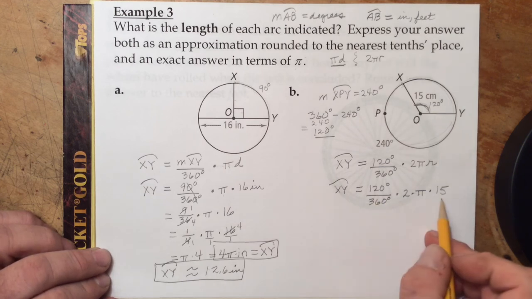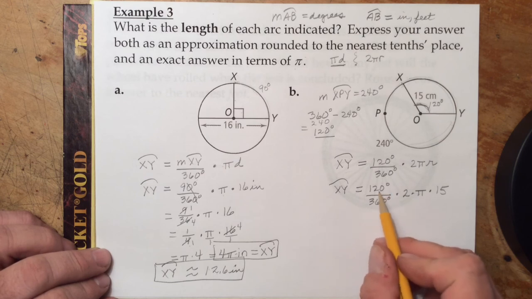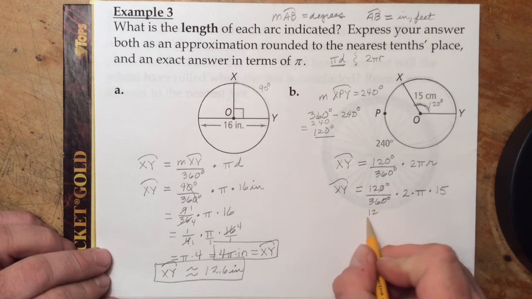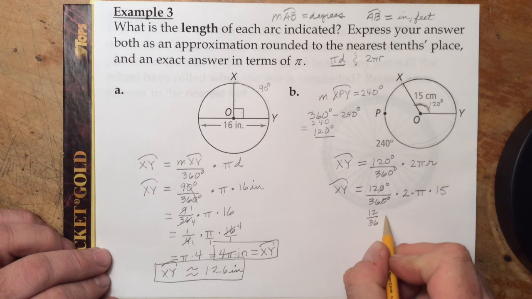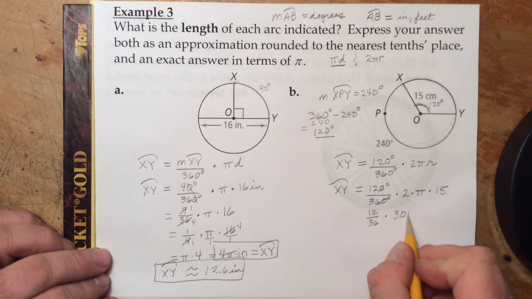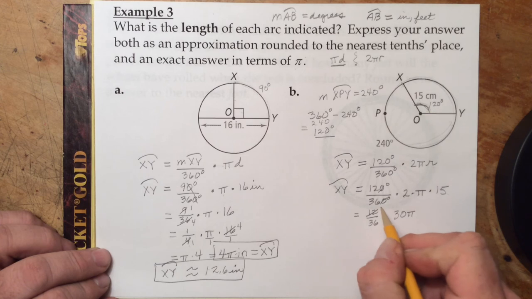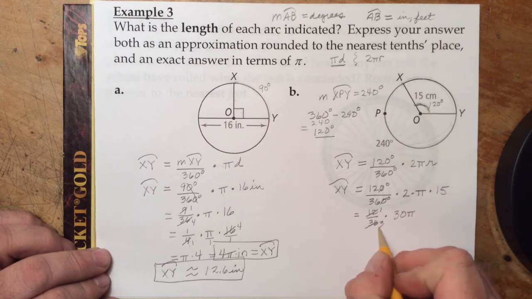At this point we start to simplify. Take the ratio or fraction first. It divides out by 10 and we get 12/36. We can go ahead and multiply 15 and 2 together and get 30 pi, so times 30 pi. 12/36 reduces by 12. 12 goes into 12 once, 12 goes into 36 3 times.